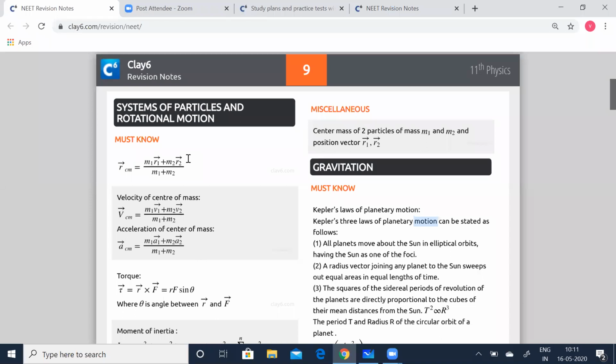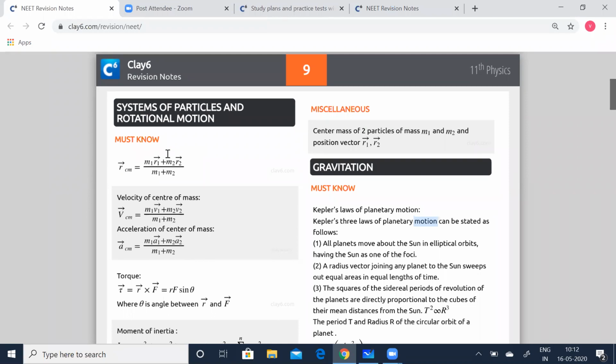So likewise, you can compare the linear motion with the rotational motion, so that it will be easy for you to understand and apply to questions. It's very similar to the linear motion. If you understand the linear motion properly, then it is going to be pretty easy for you to calculate the problems related to systems of particles and rotational motion.